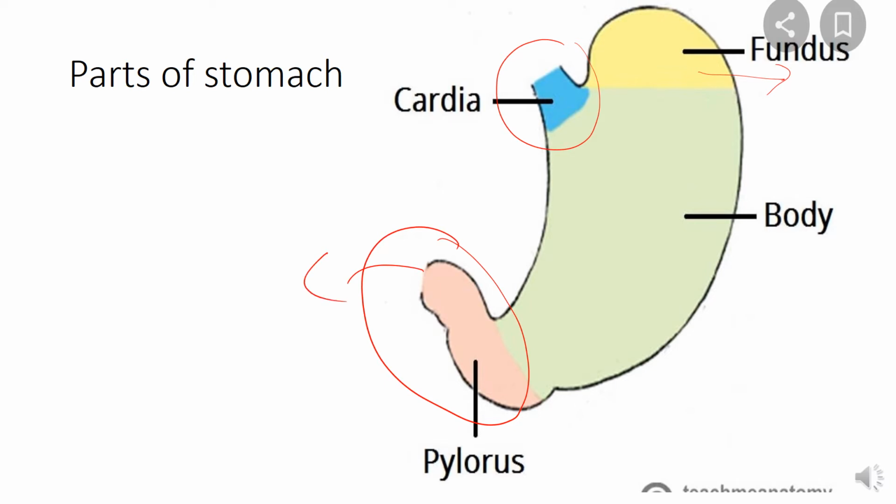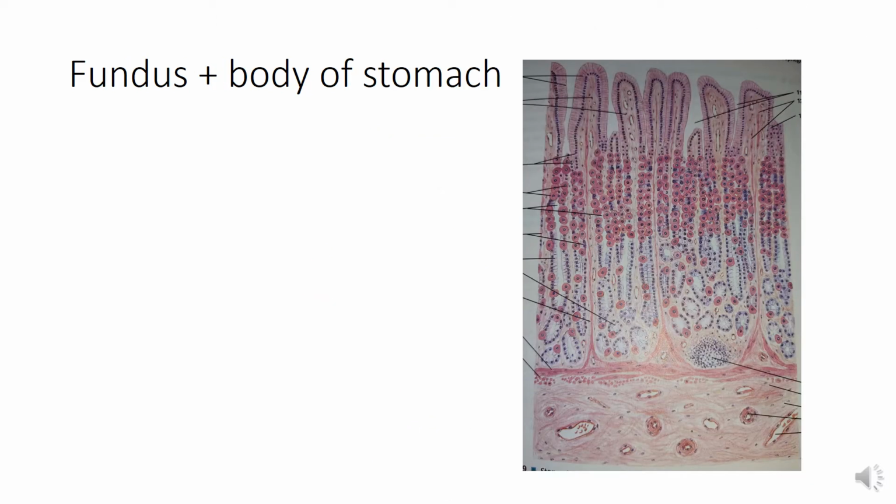So grossly we divide the stomach into four parts, but histologically the features of fundus and body are the same. So we divide histologically the stomach into three parts: the cardia region, the fundus plus body region, and then the pyloric region. Fundus and the body of the stomach comprise most of the stomach, and the histological features of both these regions are the same. So we discuss them under one heading.